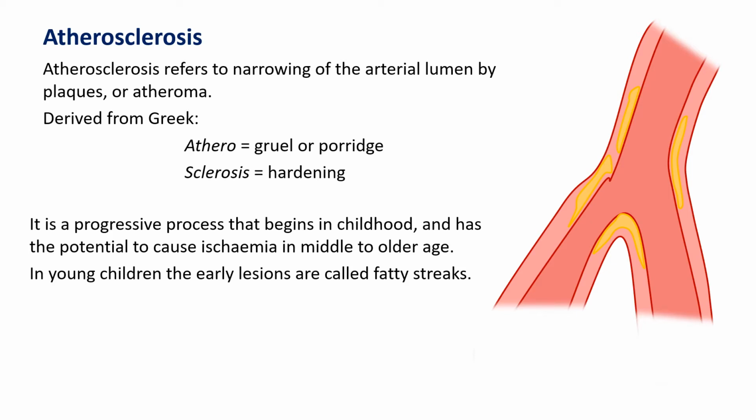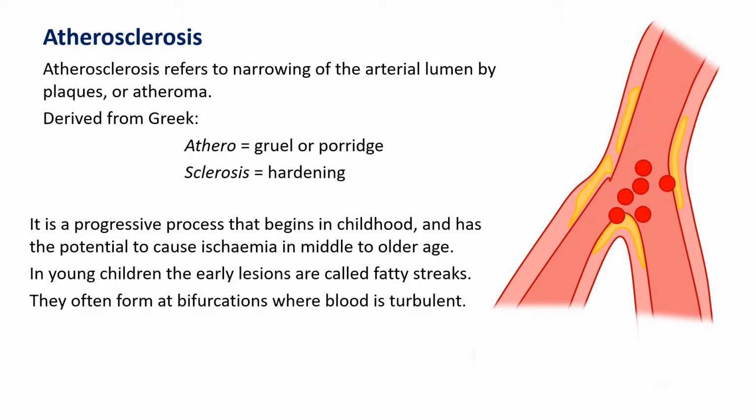In young children, the early lesions are called fatty streaks. And you can see there we've got yellow patches forming in the walls of the vessels. These fatty streaks and the eventual plaques often form where the blood is most turbulent, so at bifurcations, at branches in the vessels. And what's happening is the blood is flowing in, it's getting swirled around, and this is causing shear force on specific areas of the vessel wall. And this is where the plaques are most likely to form.